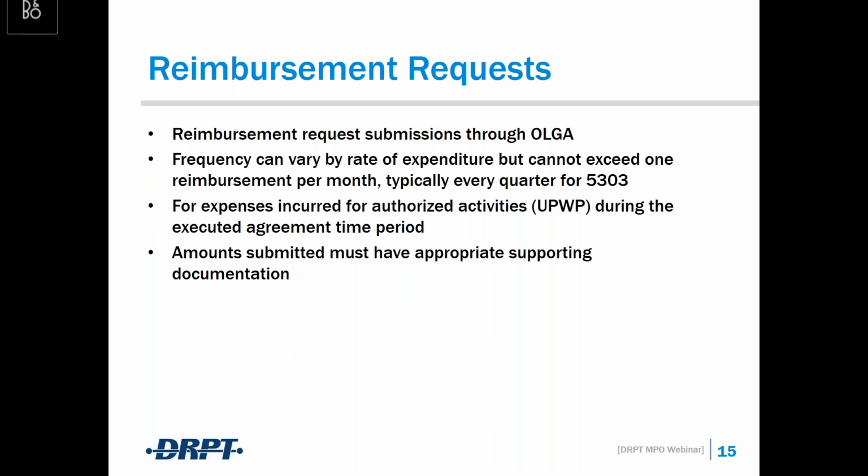So, as I mentioned earlier, all reimbursement requests are submitted through the online grant administration system, or OLGA. The frequency of reimbursements does vary. We do not want more than one reimbursement per month, but typically for 5303 funding, we ask for reimbursements every quarter.